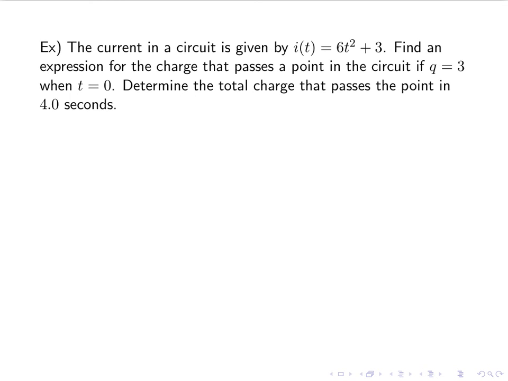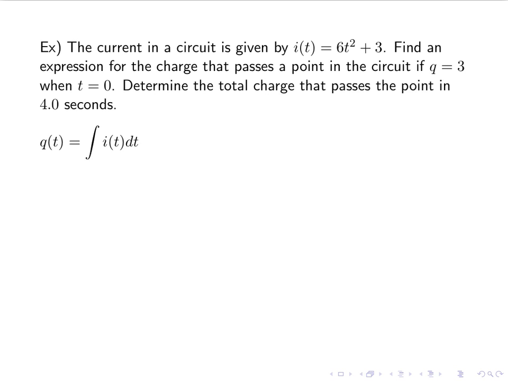Let's try another one. The current in a circuit is given by I of t equals 6t squared plus 3. Find an expression for the charge that passes a point in the circuit if q equals 3 when t equals 0, and determine the total charge that passes the point in 4.0 seconds. So we have two things to do here. We have to find the expression for q, and then find the total charge in 4 seconds. So this is the two-parter.